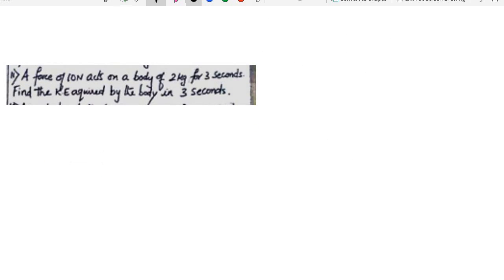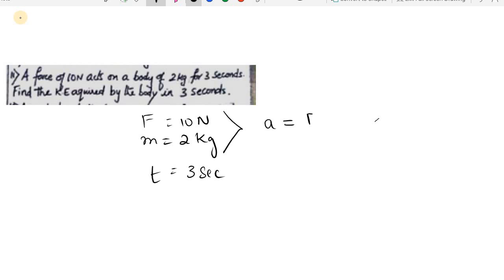The next question. A force of 10 Newton acts on a body of 2 kg for 3 seconds. So the mass of the body is 2 kg, and there is a force of 10 Newton acting on this body for a time of 3 seconds. Since I have force and mass, acceleration is equal to F by m, which is 10 by 2, equal to 5 meter per second squared. Now I have acceleration.